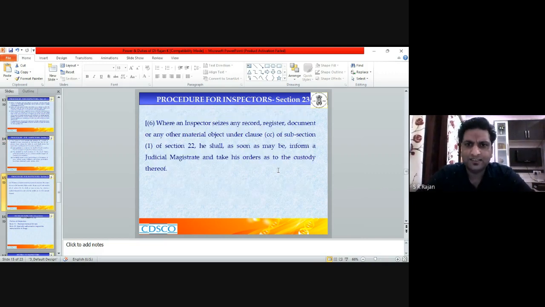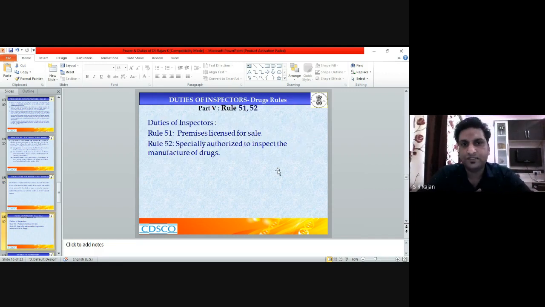Where an inspector seizes any record, register, document, or any other material object under clause cc of sub-section 1 of section 22, he shall, as soon as may be, inform a judicial magistrate. And as I mentioned earlier, he has to inform the judicial magistrate immediately about the action he has taken, within 24 hours. Further, rules 51 and 52 are the duties of the inspector prescribed by the rules made under the Drugs and Cosmetics Act 1940.